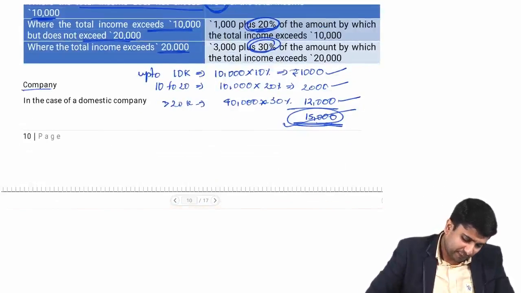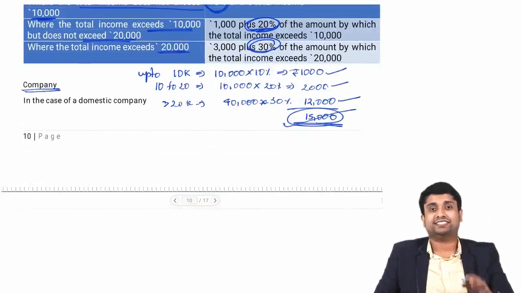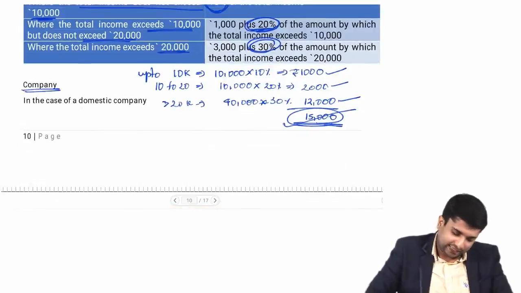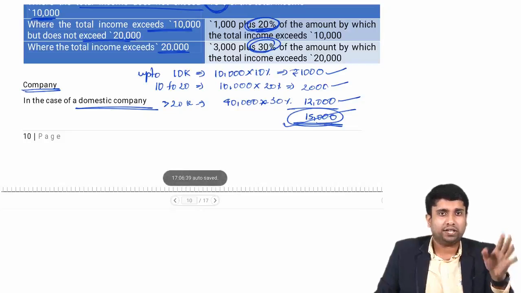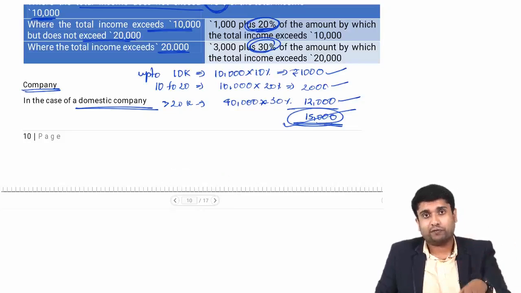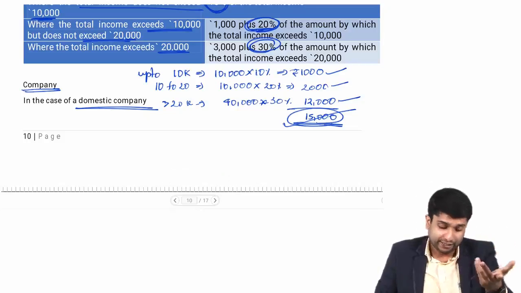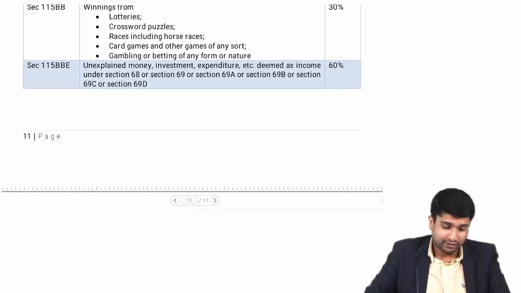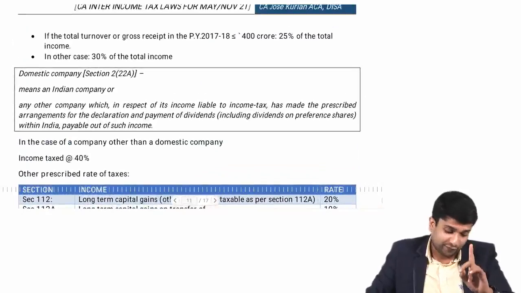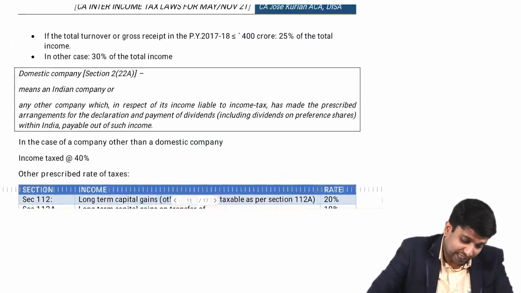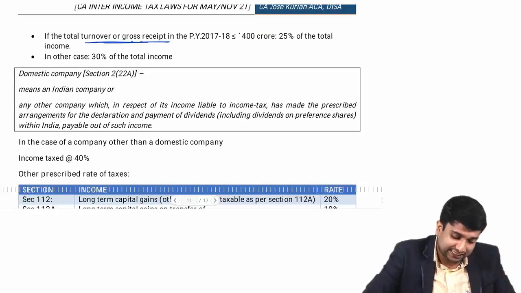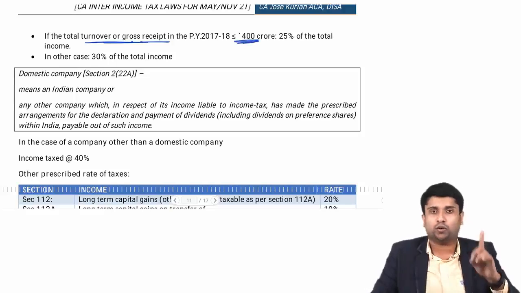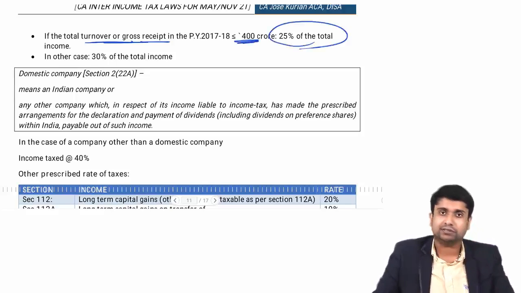Again, suppose you are a company, and that means a domestic company. What is a domestic company? Hope you remember, an Indian company or a company which earns profits from India and also declares dividend in India can also be called a domestic company, right? So if you are a domestic company, what is the rate of tax? Again, there is one condition. If you are a domestic company and your turnover or gross receipts in the previous year 17-18 is less than or equal to 400 crore, then the rate of tax is 25%.